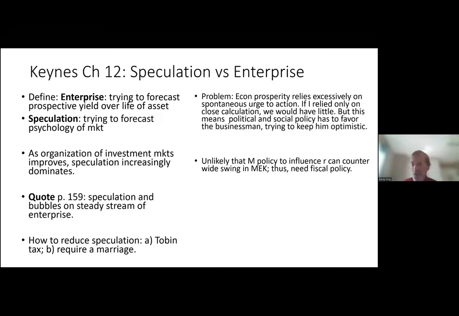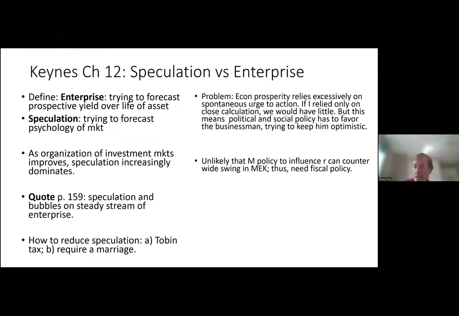So he talks about ways that you might make the stock market less unstable, and it sounds something like a Tobin tax. He says we could make stock ownership more like a marriage so it lasts longer, or we can impose a cost of getting out. But there's a problem. Economic prosperity relies excessively on a spontaneous urge to action. What he means is that you're confident enough to invest, because investment is the driver of the system. If investment relied only on close calculation, we would have too little. If you think about it too carefully, you would never invest, because the future is too uncertain. So we need a spontaneous urge to invest in order to have a decent economy with economic growth.